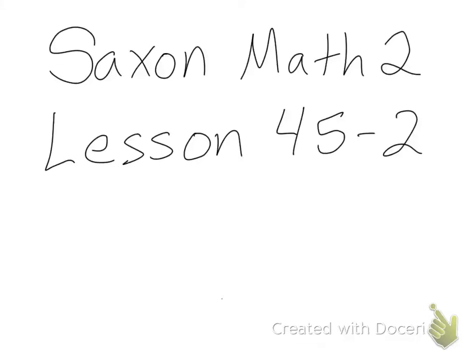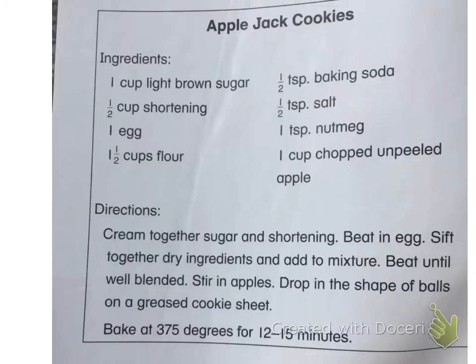Hi everyone, today's lesson is lesson 45 part 2, identifying a 1 cup and half a cup measuring cups, tablespoons, teaspoons, and half teaspoons, and also reading a recipe. So a recipe is a list of ingredients and directions for making something. It's often something we can eat.